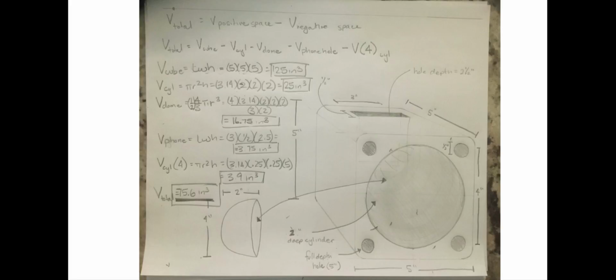It is a cube. It does have some rounded corners, and then it has the cylindrical holes in the front, and then it also has the rectangular hole in the top that will hold the phone.